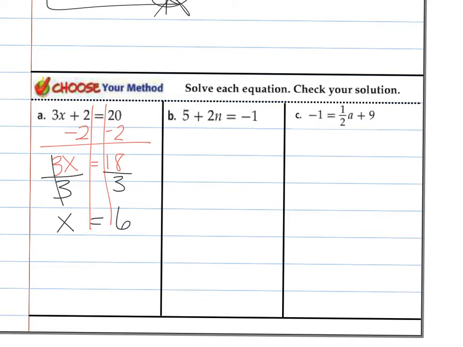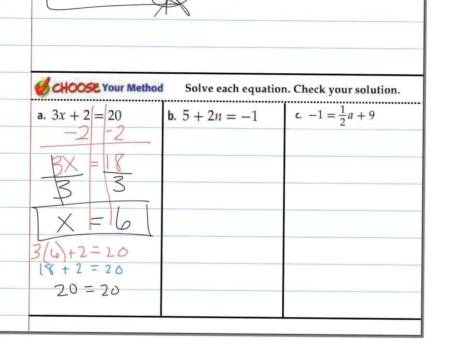Check it. Does it work? 3 times 6 plus 2 equals 20. 18 plus 2 should be 20. 20 does equal 20, so my solution is correct. Just because the variable is not first doesn't matter.